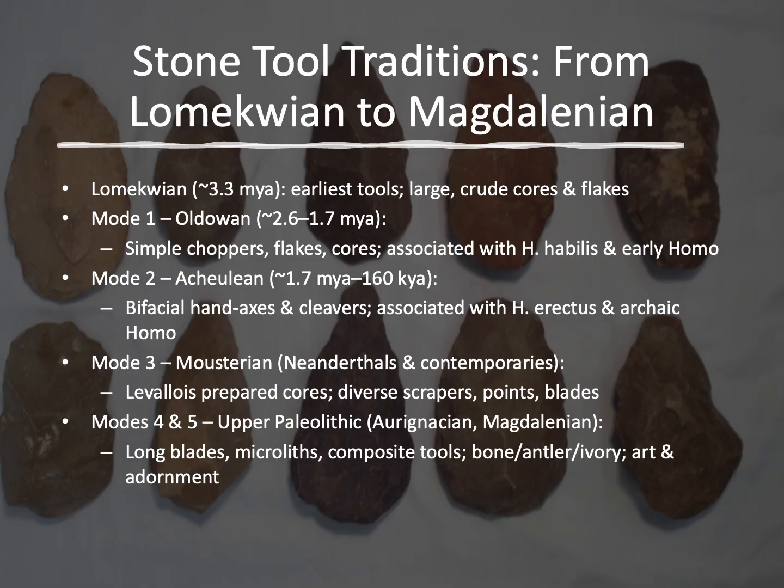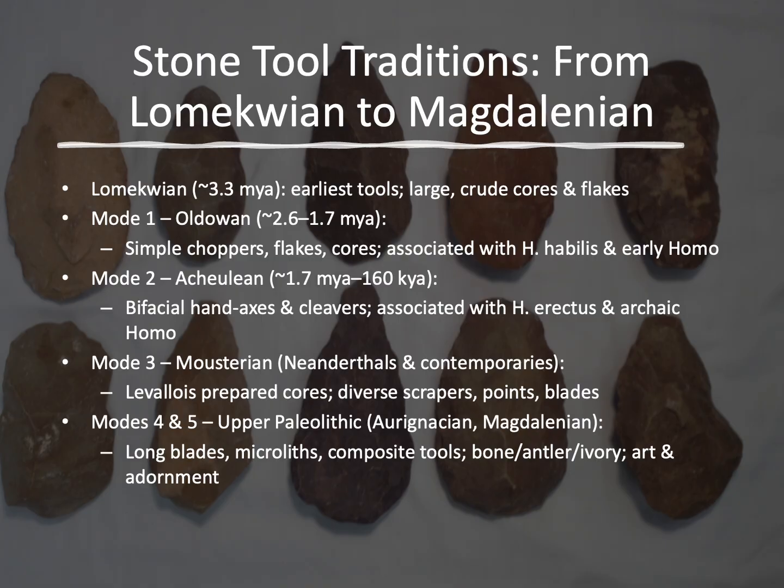Next comes Mode 1, or Oldowan tools, which appear around 2.6 million years ago and last until about 1.7 million years ago. These include simple choppers, flakes, and cores. They're associated with Homo habilis and other early Homo species. And despite their apparent simplicity, Oldowan tools mark a huge leap in cognitive and manual skill and are used for cutting, scraping, and pounding, especially in the context of processing carcasses.